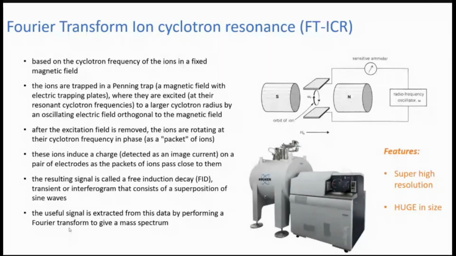So this mass spectrometer, which I know very little about, and you can probably tell because my explanation of it isn't nearly as sophisticated as the other ones, gives you a super high resolution separation. You can resolve very large molecules that are very similar in size. And it's also huge. It's as big as a magnetic sector instrument or larger, and the higher the resolution, the bigger these things get.